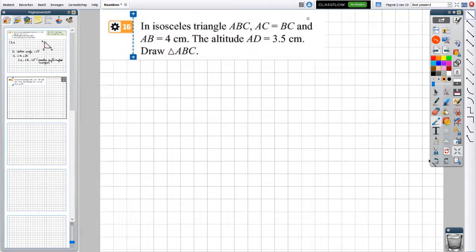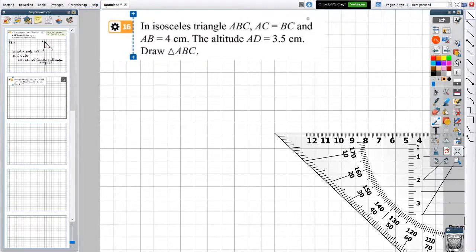In isosceles triangle ABC, AC equals BC and AB is equal to 4 centimeters. The altitude AD equals 3.5 centimeters. Draw this triangle. I think personally, if you're going to start this exercise, it's easier to first draw the altitude AD. I will show you why in a moment.